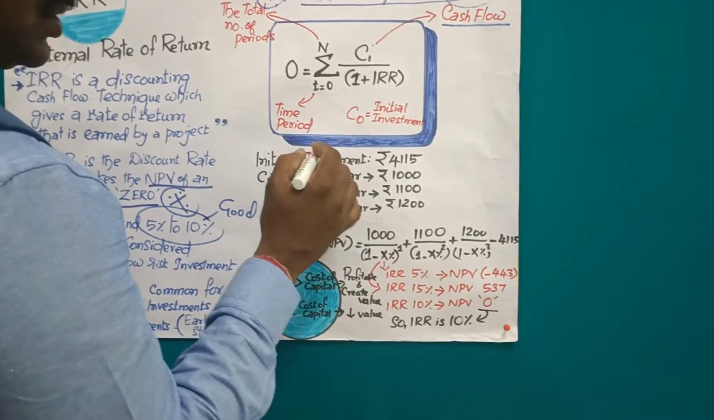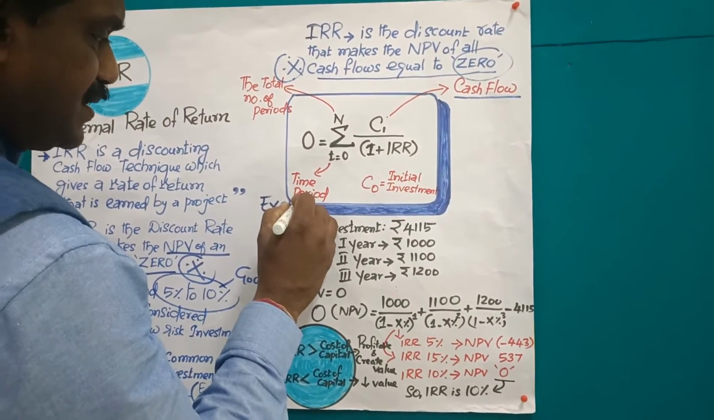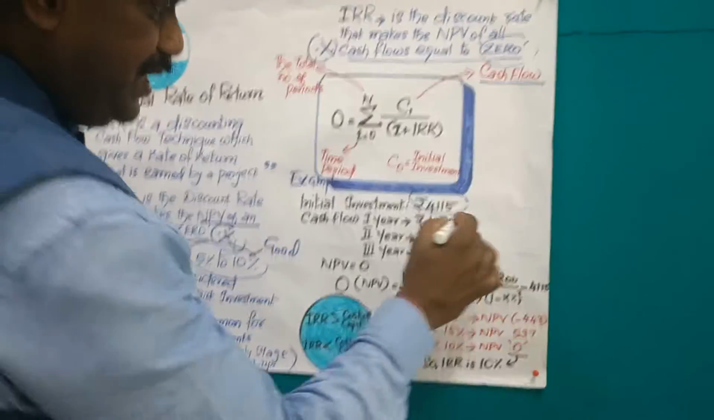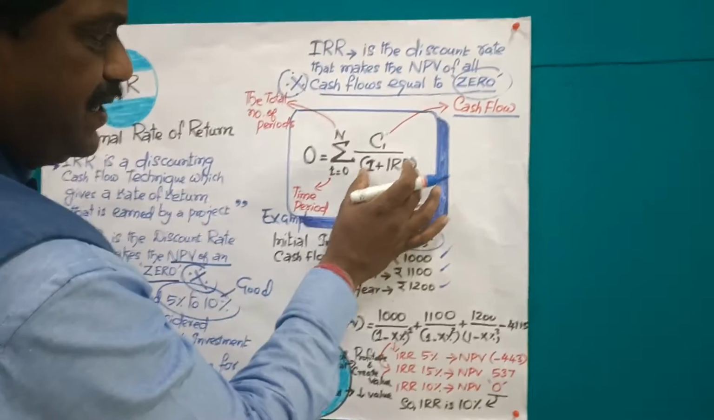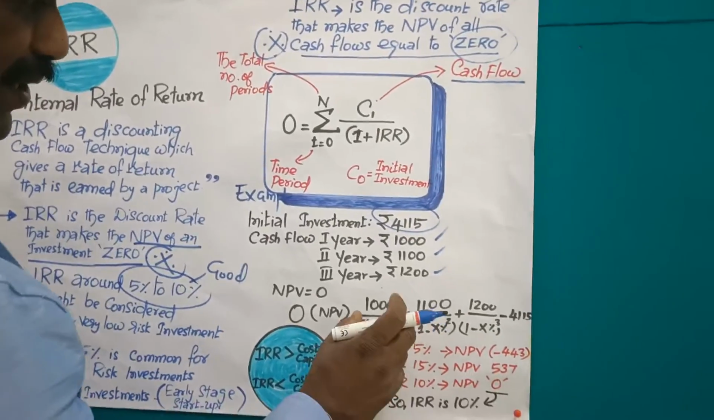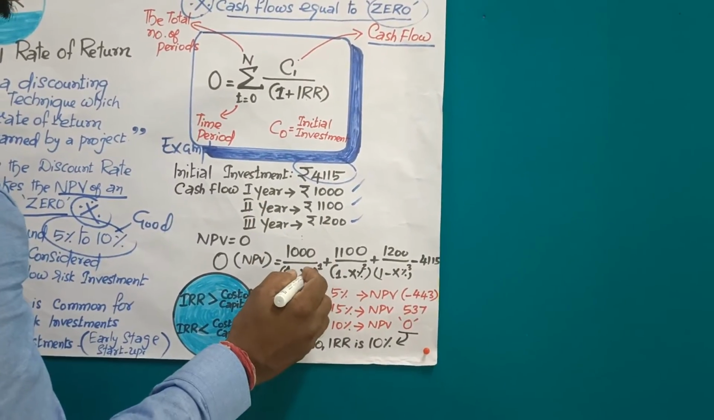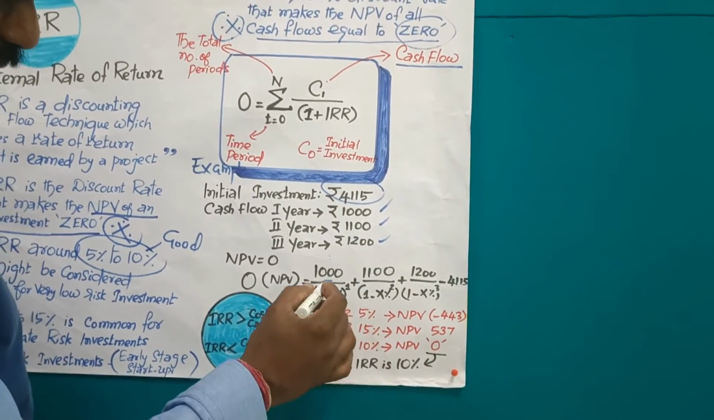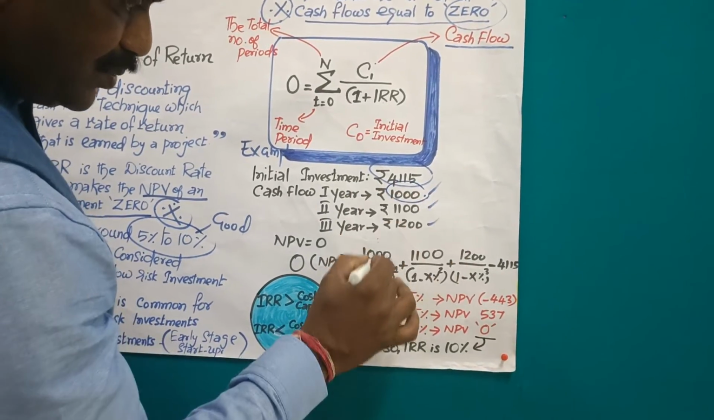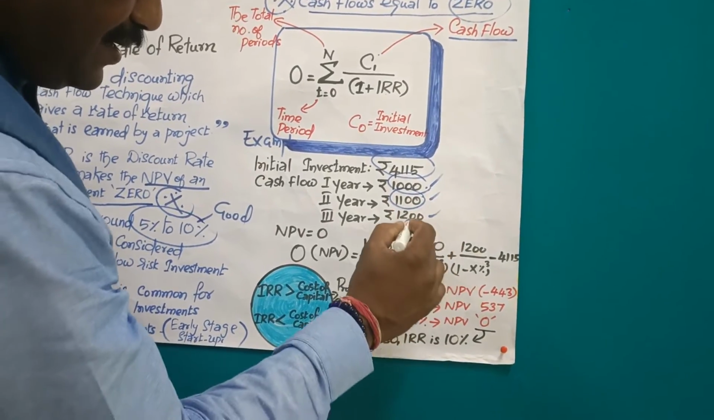Let's take one example. The initial investment is 4,115, and there are 3 years. So what do you do with that? If there are 3 years, you repeat the formula 3 times. If it is 2 years, you repeat it 2 times. Here we don't know the IRR, so I am putting an X value. The first year cash flow is 1000, the second year 1100, and the third year 1200.